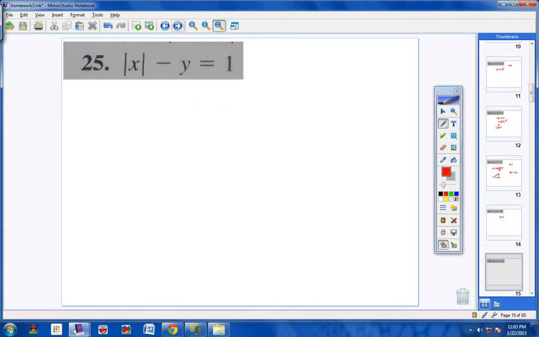Alright? Okay, number 25. Now let's see, we have negative y equals 1 minus the absolute value of x. Now let's go through and change all the signs. So y equals negative 1 plus the absolute value of x. Okay? Now students, it's very true that if you put a 2 in for x, you will get out 1, because the absolute value of 2 is 2, and 2 plus negative 1 is 1. It's true if you put a negative 2 in, you will get out 1.